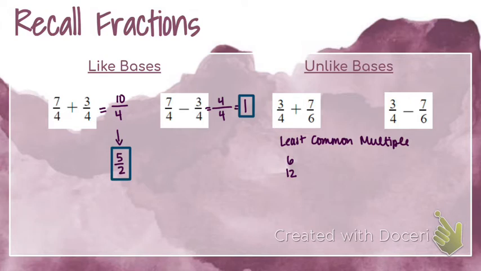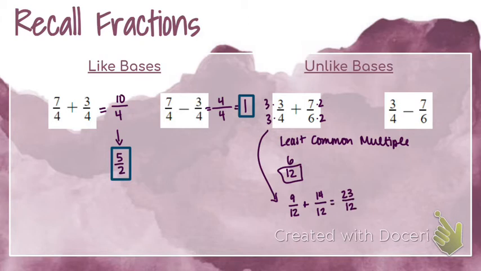So the question now becomes, what do we do to 4 to turn it into 12? We have to multiply by 3. Well, if we do it to the bottom, we have to do it to the top. And then what do we do to 6 to turn it into 12? Multiply by 2. We have to do that to the top as well. So this problem is going to become 9 over 12 plus 14 over 12, which we know how to add from the last section. We're going to get 23 over 12.